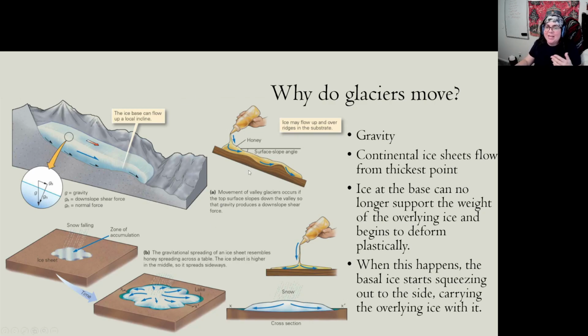In this image, it kind of equates this to honey. If you're pouring honey over a table, it just starts to move towards the sides because it can't handle the extra honey that you keep adding. The other important thing to take from this image is that the important part for the moving of the ice is the slope at the surface, not the slope at the bottom. You might have ice that flows up and down over hills, which isn't normally what happens with water. Water doesn't flow uphill.